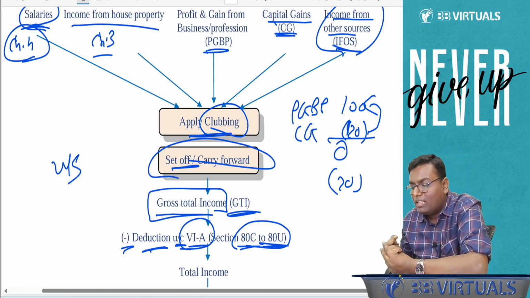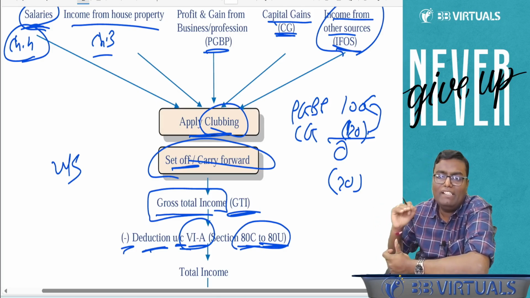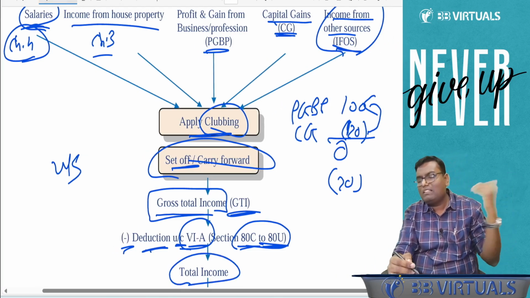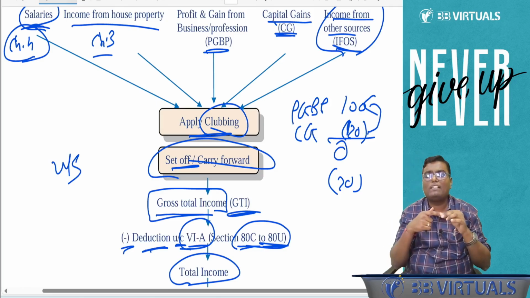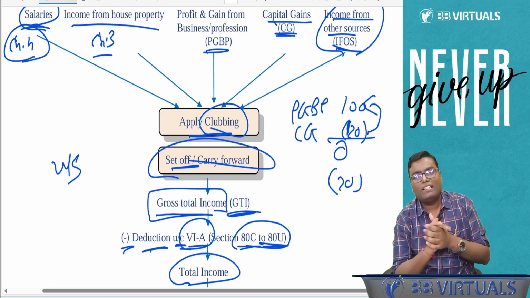So from gross total income, what will we deduct? Deduction under chapter 6A, section 80C to 80U. And the balance income is called total income. So tell me, to calculate total income, what all steps did we follow? First, we saw residential status. Then we calculate our income, which is divided into 5 heads of income.